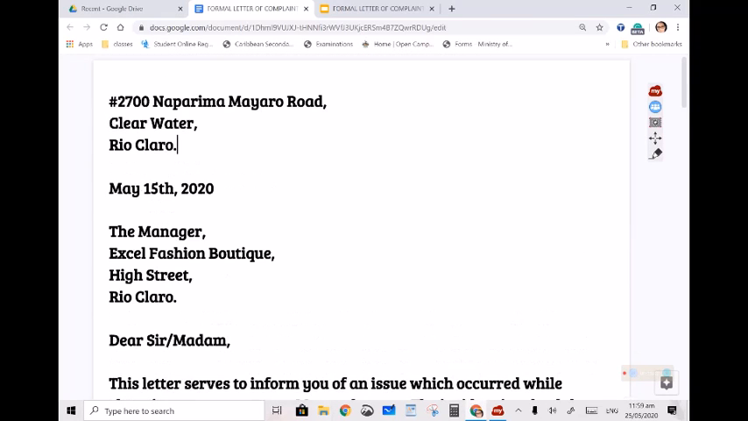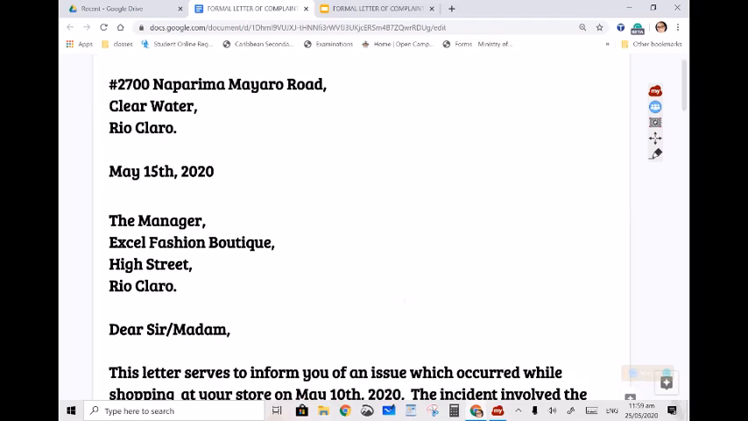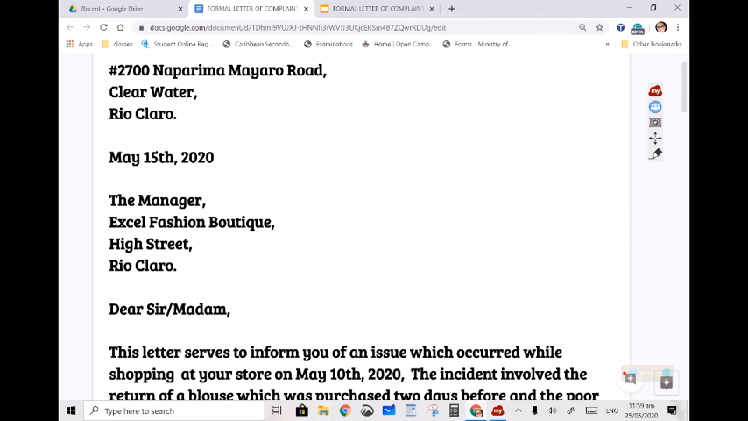Okay, so we would quickly just go through one more time. From the top, we would have your address or the sender's address. We would have the date. Now notice that we skip a line before or after each aspect. Okay, so we would have your address, skip a line, the date, skip a line.